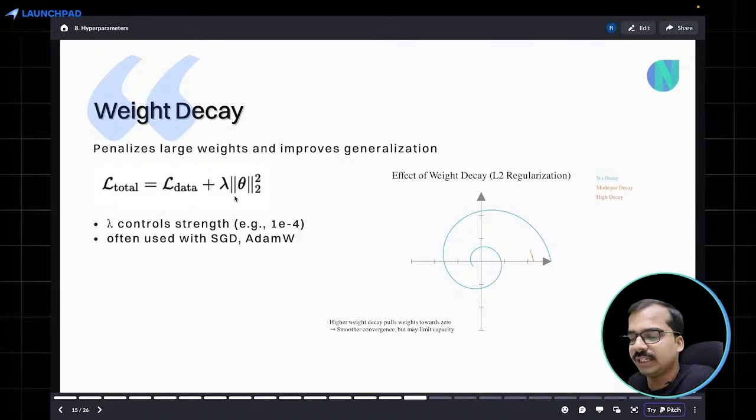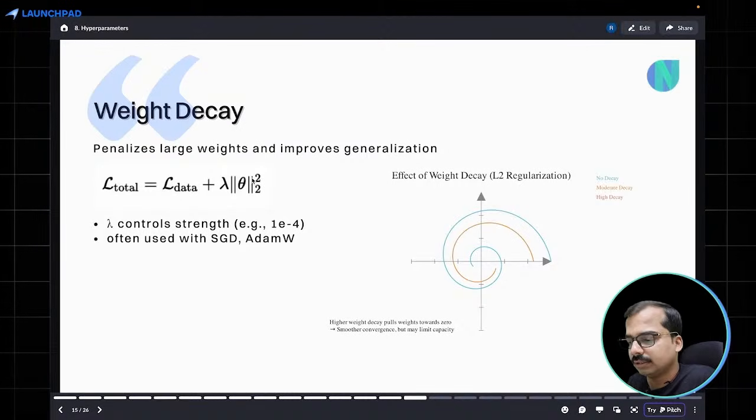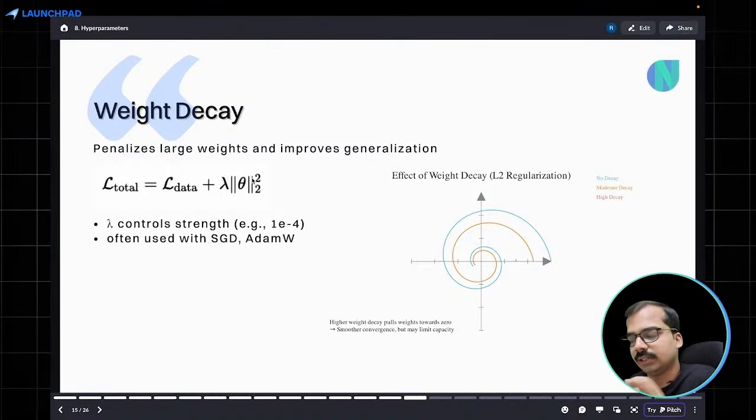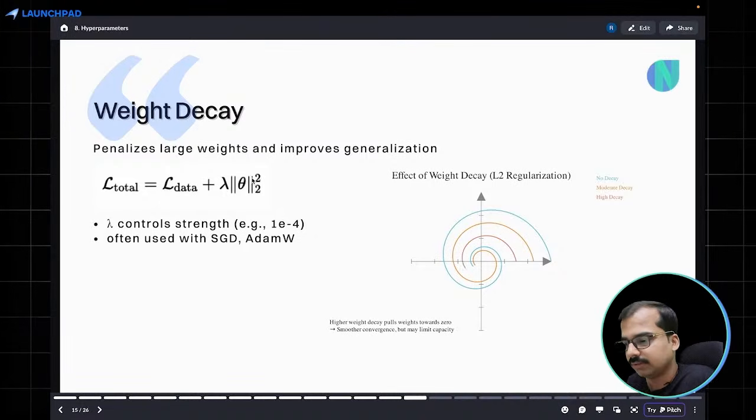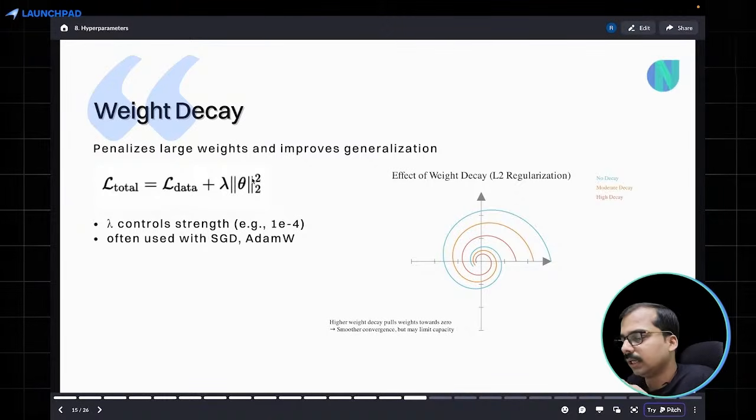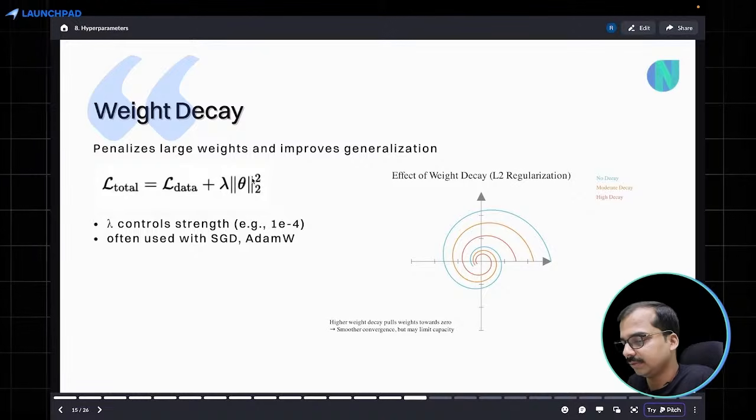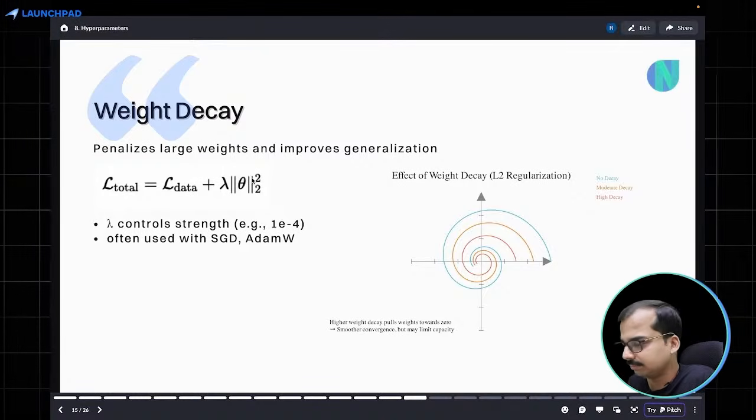Because if your weights are way too large, that basically means you're focusing more on a particular feature or a particular node. It will penalize those larger weights, right? So it is often used in SGD and ADAM.